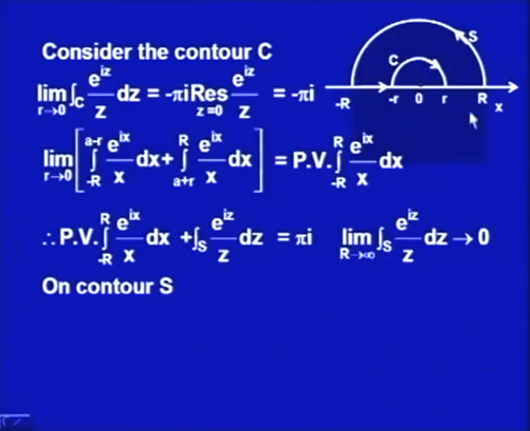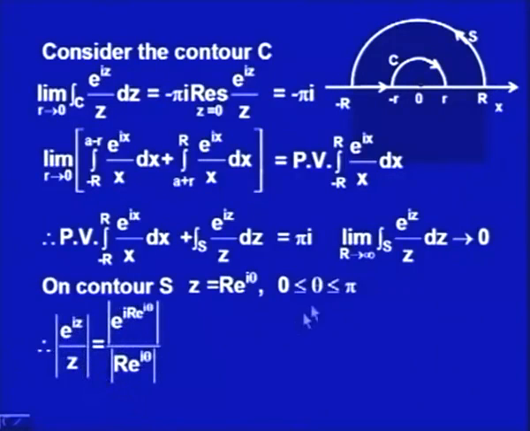If I take this contour S, a semicircle centered at 0, we can write the parametric equation for this semicircle as capital R e^{i theta}, where theta varies from 0 to pi. And what will be our function e^{iz}/z? Because on this contour S, z is R e^{i theta}, I am replacing z with R e^{i theta}. So we get e^{i R e^{i theta}} upon R e^{i theta}.